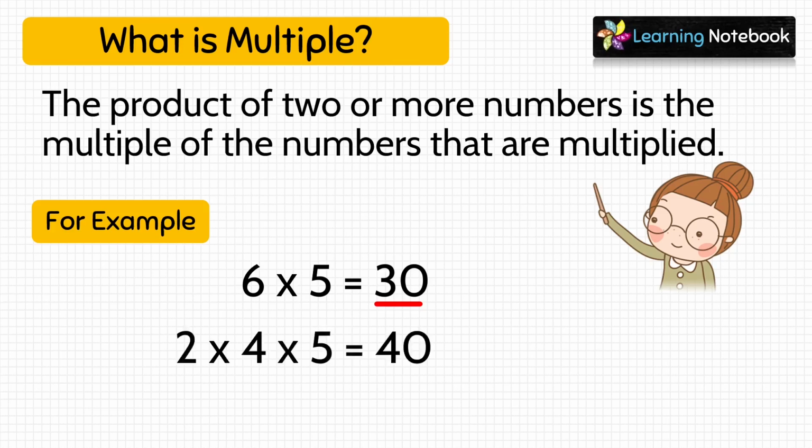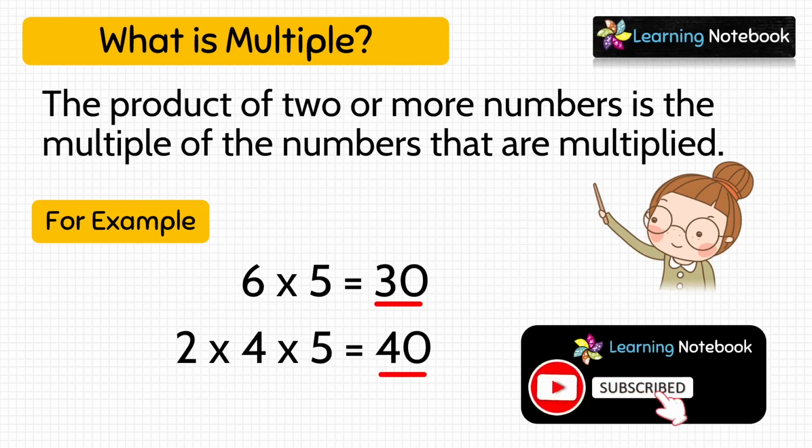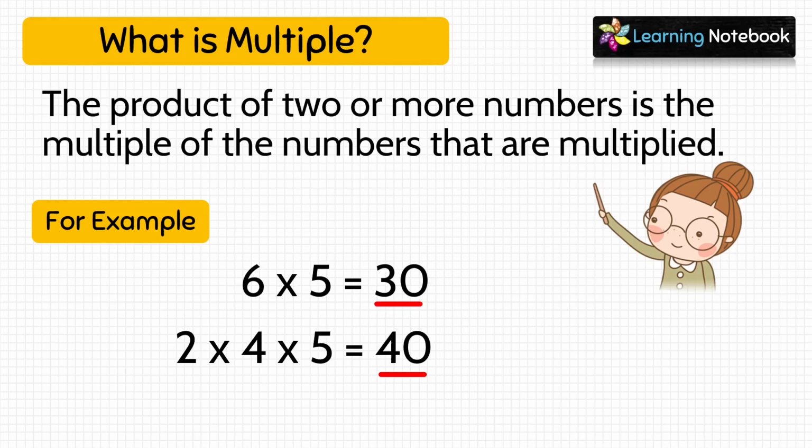Another example is 2 into 4 into 5 equals 40. So here in this example, the product of 3 numbers is 40. So 40 is the multiple of 2, 4 and 5. So students, again the product of 2 or more numbers is the multiple of the numbers that are being multiplied.